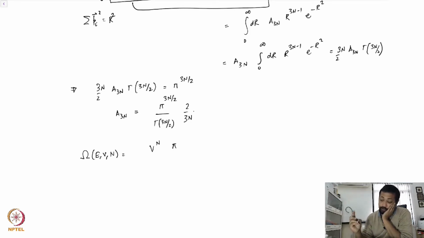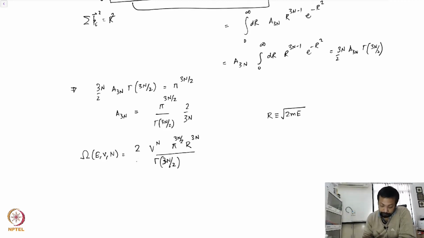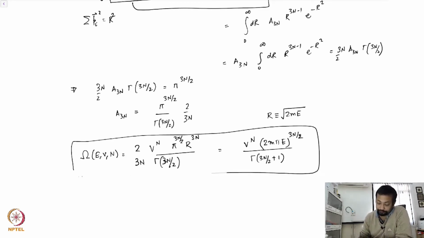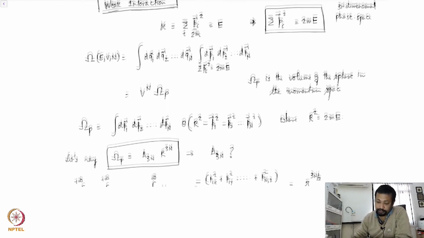There has to be an R over here, right? Yeah. So R to the power 3N, where R is equivalent to twice mE, pi to the power 3N by 2, divided by gamma 3N by 2 plus 1. So this is going to be the answer for Omega.